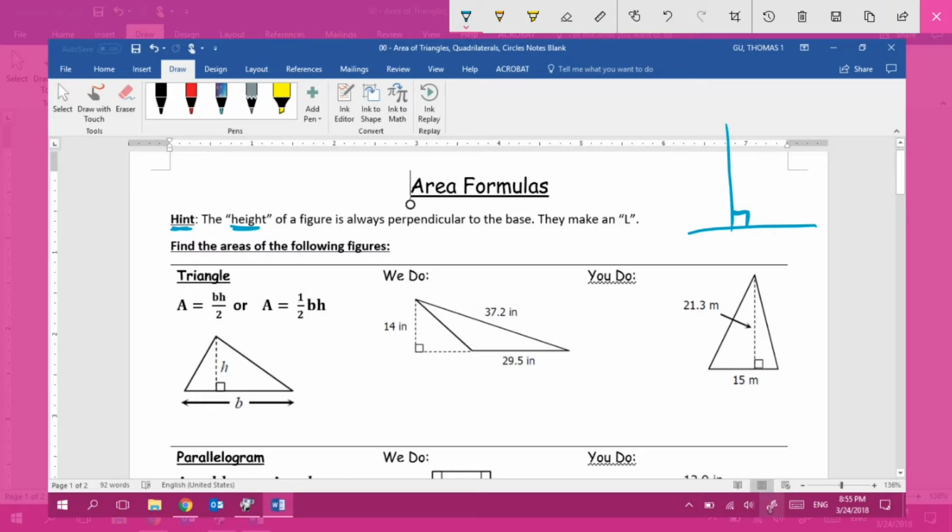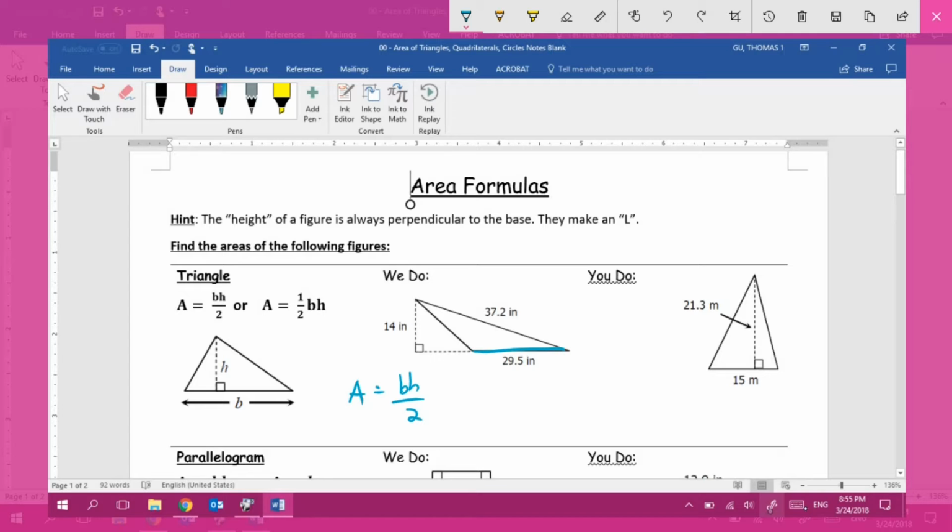Okay, anyways, first up, we got the triangle. The area of a triangle is area equals half of the base times height, or base times height over 2. Base times height over 2. So check this out. I'm going to do an example with you. The base is the whole base of the triangle. The height is h right there. So let's do an example.